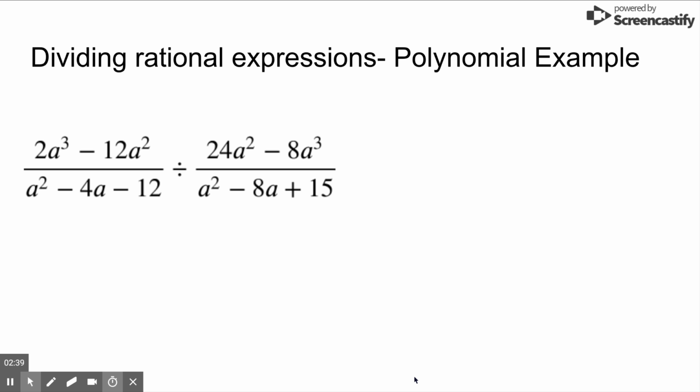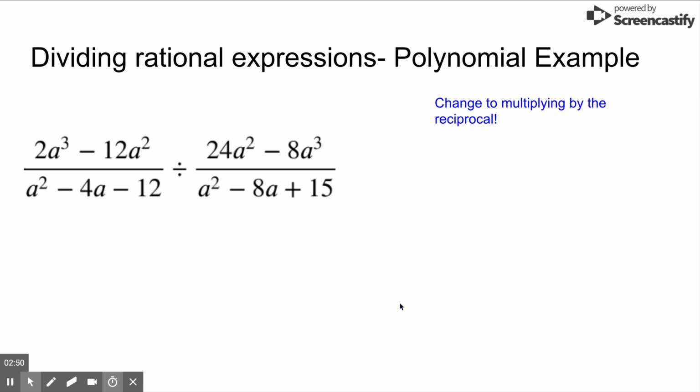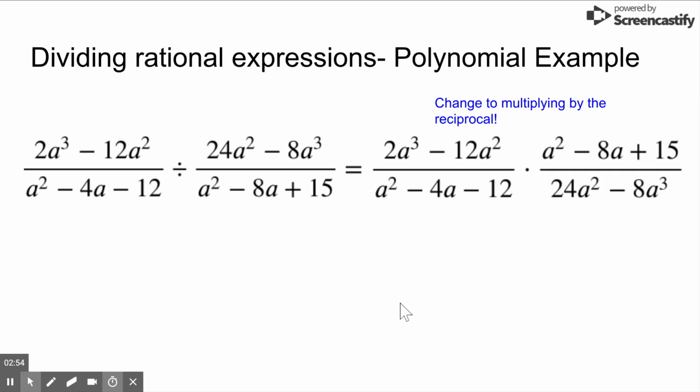So the first thing in any division problem that you always want to do is, instead of dividing, look to multiply by the reciprocal. So that means we're going to keep the first fraction the same, change the second fraction by flipping it over, and then change our division to multiplication.